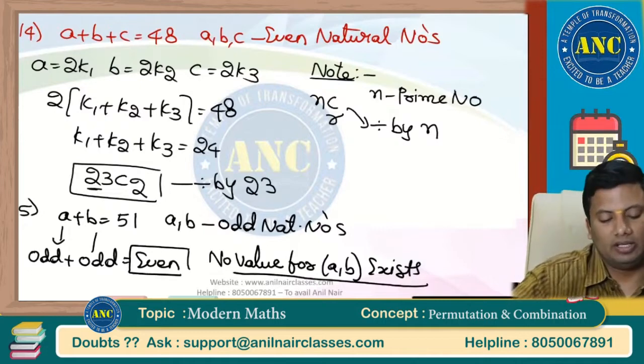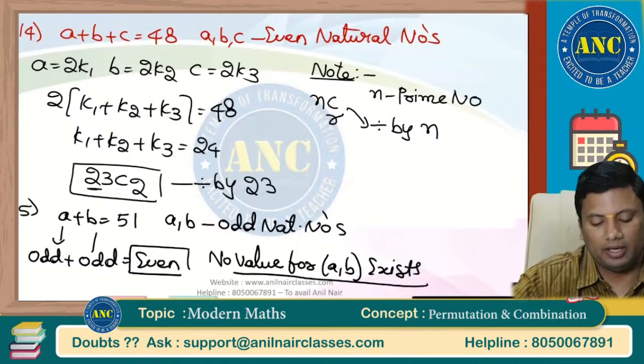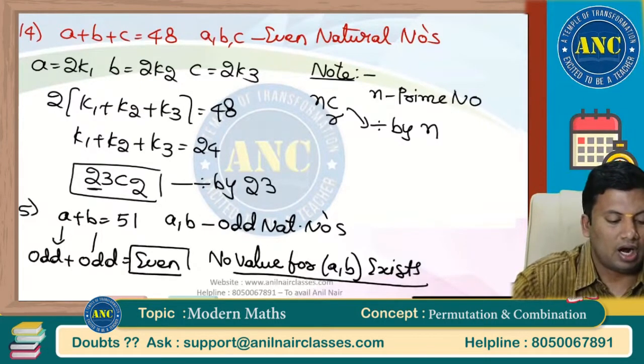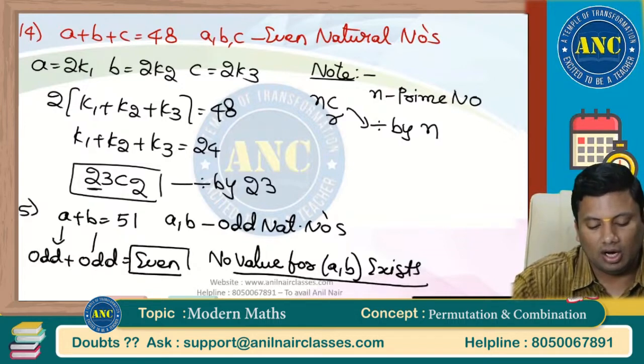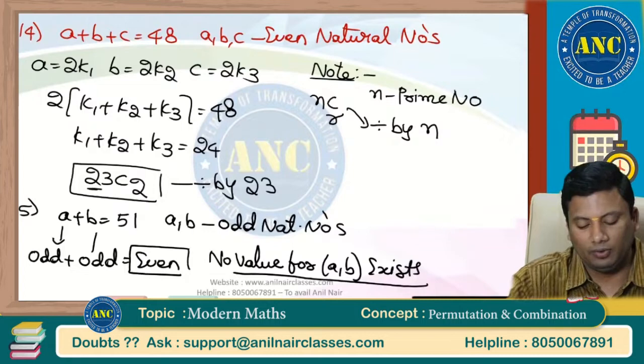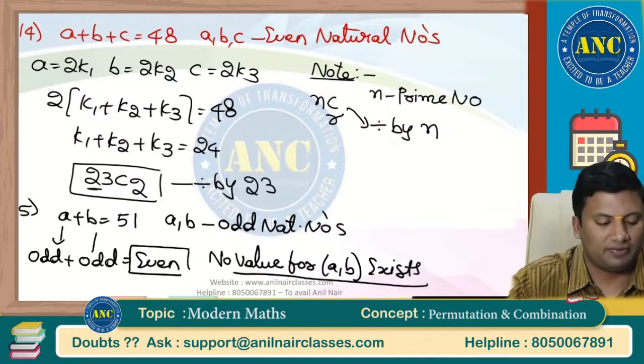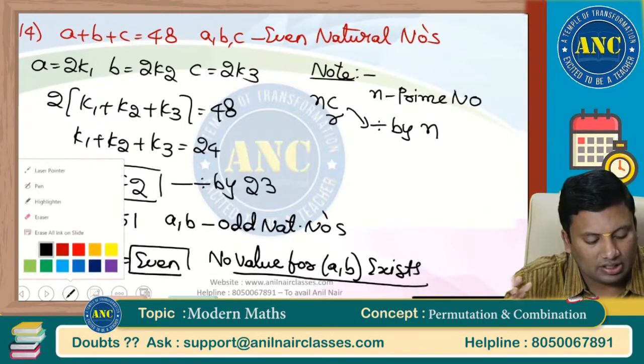A plus B is equivalent to 51. A and B are odd natural numbers. Odd plus odd is an even number, but 51 is an odd number. Answer is no value for A comma B exists. 15th one done. 16th one.